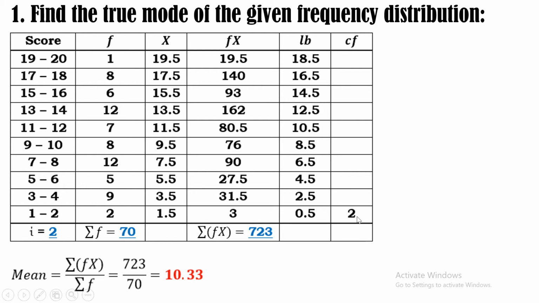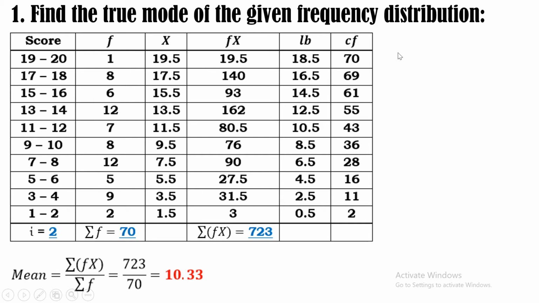So that's 2 plus 9, we have 11. Plus 5 is 16. 16 plus 12, that's 28. 28 plus 8 is 36. 36 plus 7, that's 43. 43 plus 12, that's 55. Plus 6 is 61. Plus 8 is 69. Then plus 1, we have 70.